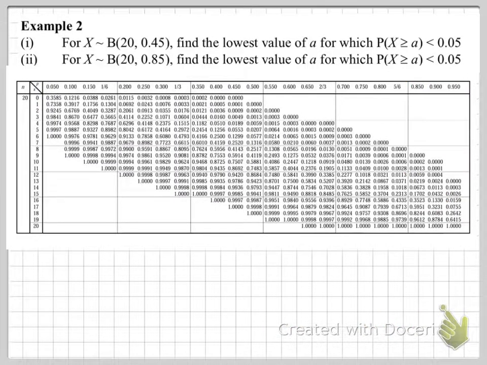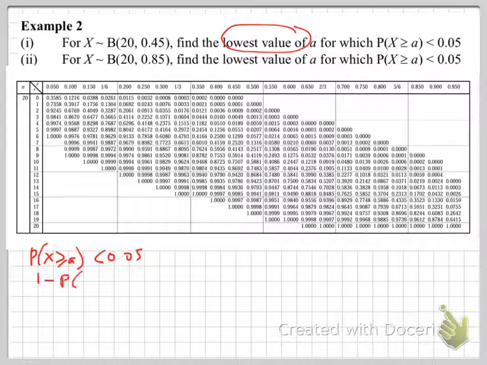Right, let's look at this case. This time we want to look for the lowest value of A for which the probability of X being greater than or equal to A is less than 0.05. Now what we need to do is flip this around a little by rearranging it. We know this is the same as 1 minus the probability X is less than or equal to A minus 1. And that we can leave as 0.05.